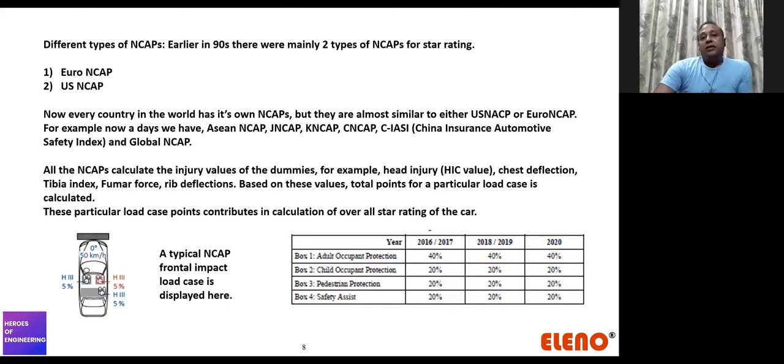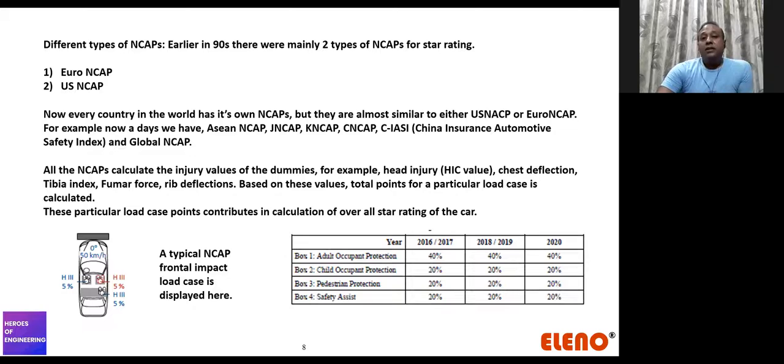Okay, now as I told, the objective of the NCAP is to make the occupant safer. So here, basically, there are a lot of NCAPs available nowadays. But in the early 90s, there were only two NCAPs, Euro NCAP and US NCAP. So now almost every country, here I have written every country, but not every country. There are 162 countries in the world or more than that. I don't remember the exact number, but most of the big countries are having their own NCAP systems.